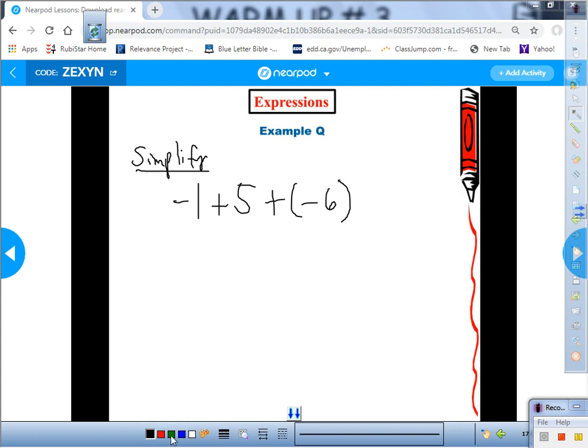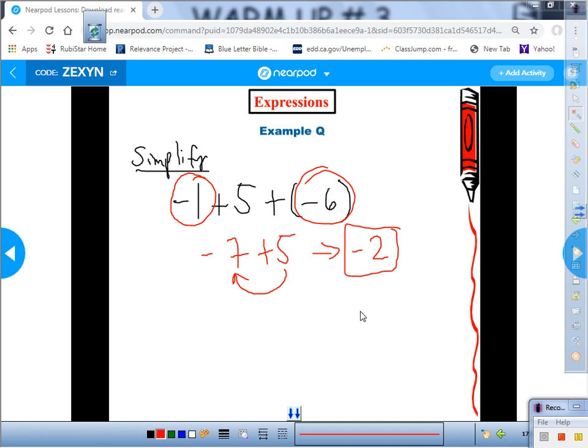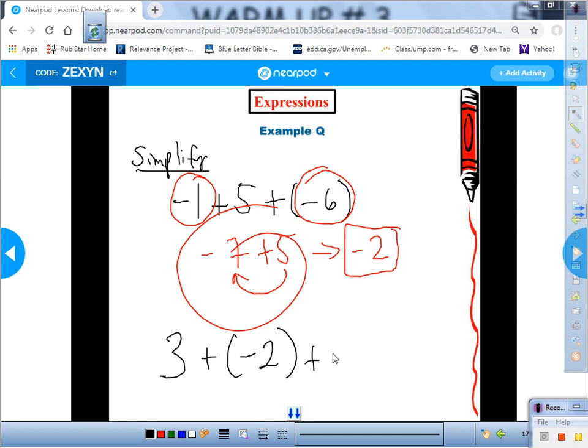All right, so yesterday we did something like this. Is there another negative? Yes, right here, so that's -7. Bring down the +5. 5 of these cancel 5 of those, so we're left with -2. And have you got that? Okay, good. Let's go to the next one. Let's do 3 plus -2 plus 1 plus -3.